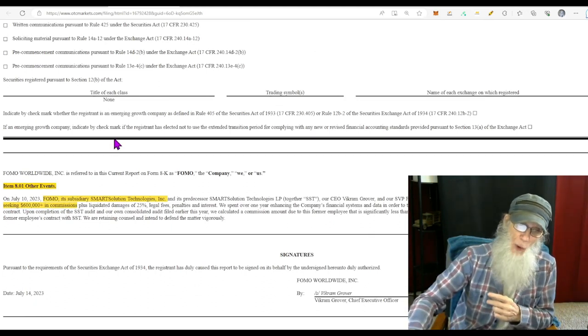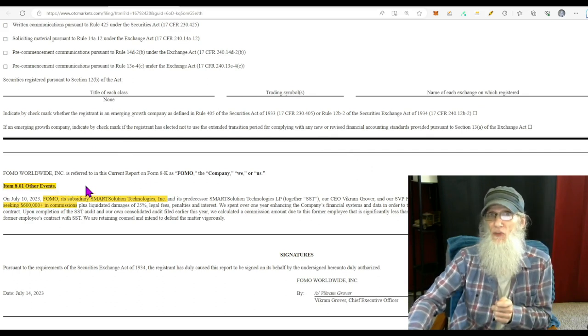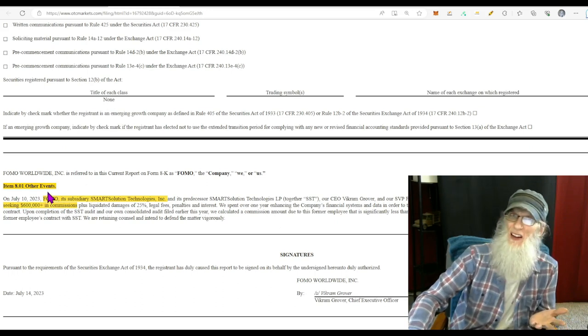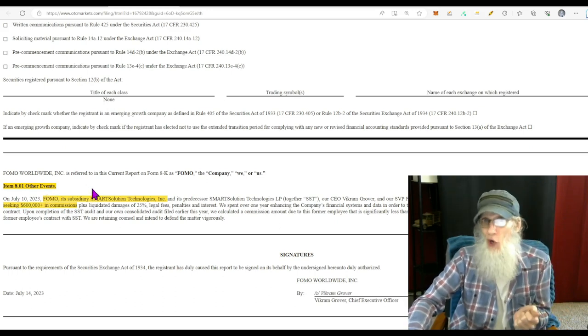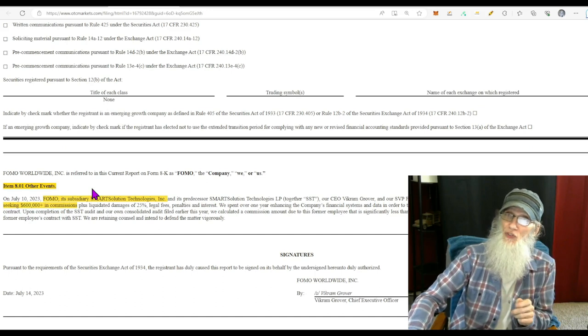Scroll on down to this bold black line. It's right up underneath it. Find that first bold sentence. That'll give you the topic of what this filing is about. This one says other events. Not very clear. I don't have a clue what that means. So I'm going to have to do some more reading.